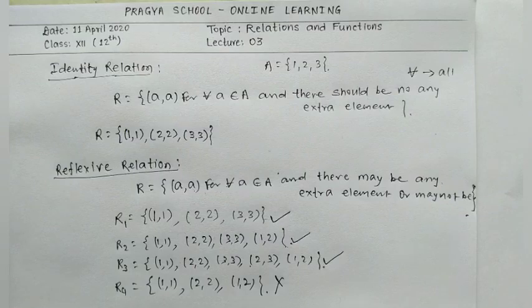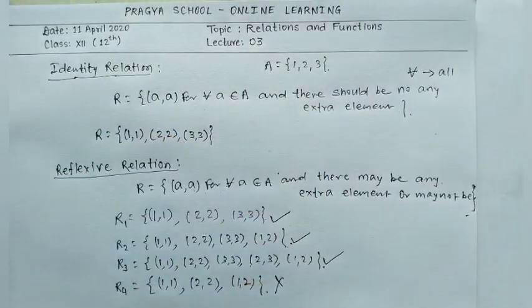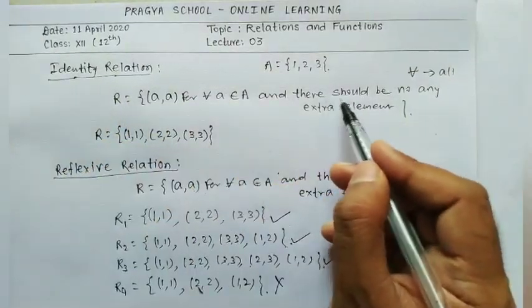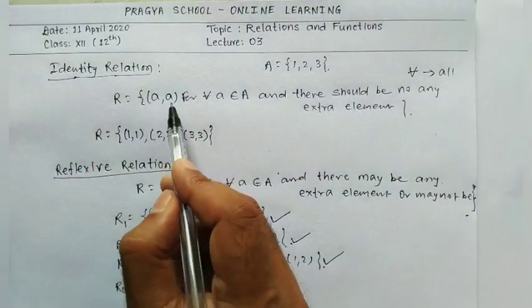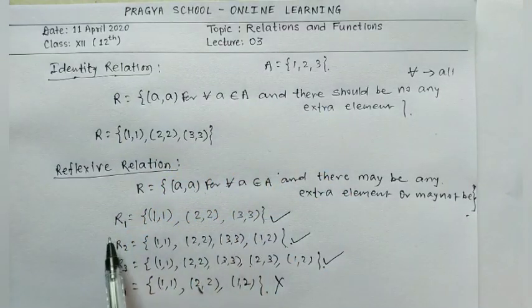Suppose we have to check R1, R2, R3, R4 for identity relation. How we will check? Is R1 an identity relation? Yes, R1 is an identity relation, because according to the definition of identity relation there should be no extra element. We are not having any extra element and all (a, a) exist for all a belongs to capital A: (1,1), (2,2), (3,3). So R1 is an identity relation, but R2 is not an identity relation, but it is reflexive.